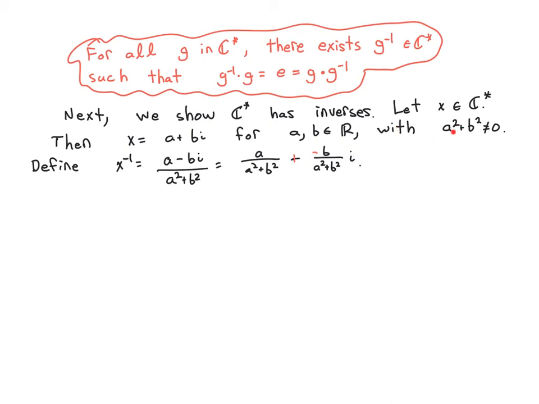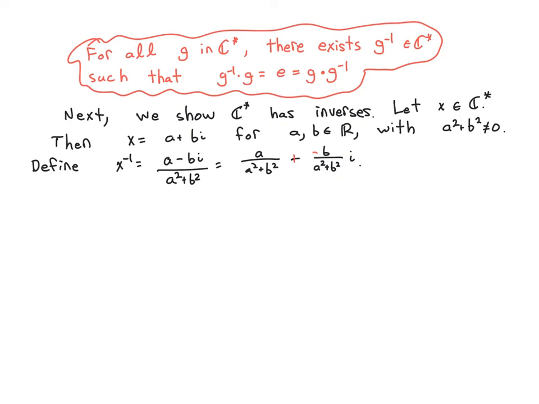Now I changed the condition here slightly. It's worth pointing out when a and b are not both 0, a squared plus b squared is not 0. So this denominator is non-zero, so these numbers are actually well defined. If a and b are both 0, well, the inverse doesn't exist because this is undefined, which leads to the usual problem that division by 0 is not well defined in mathematics.